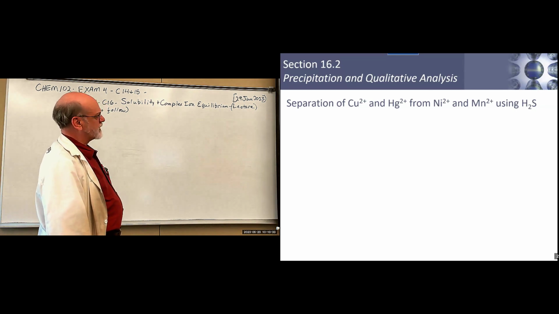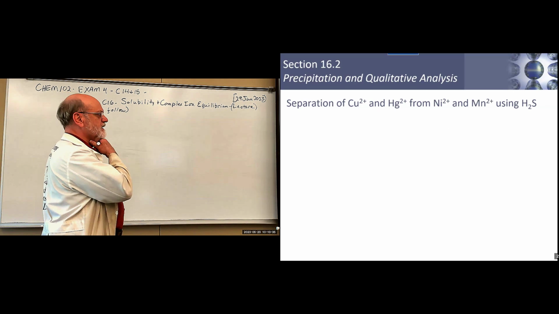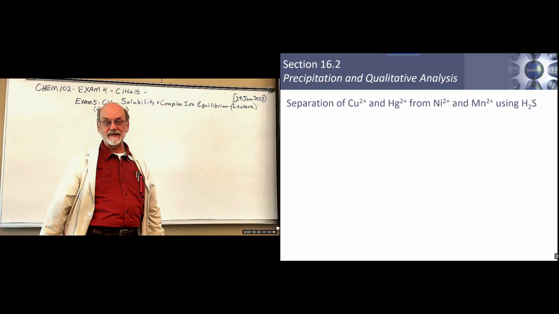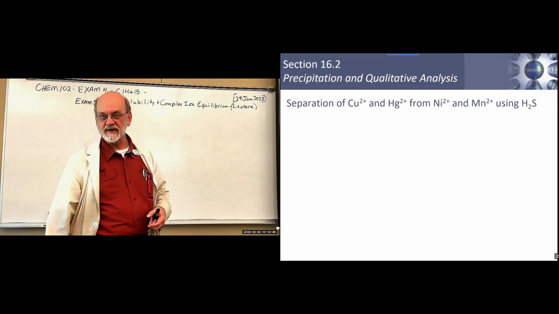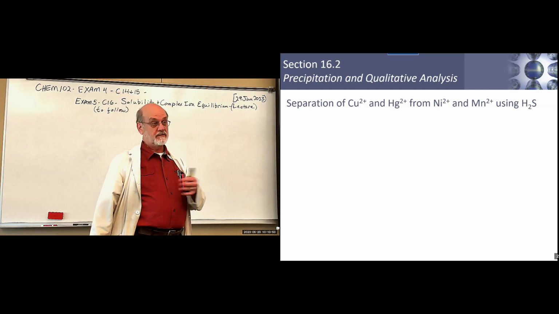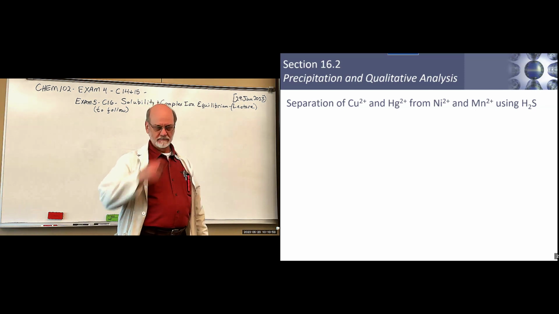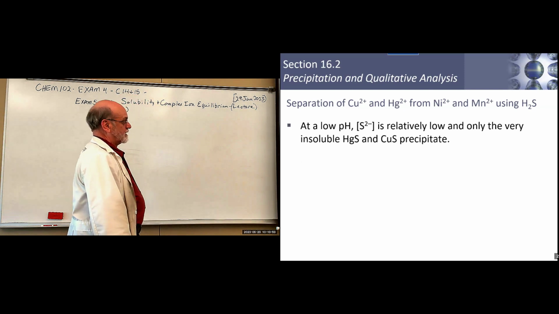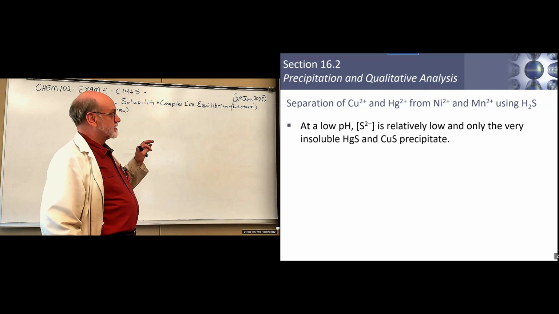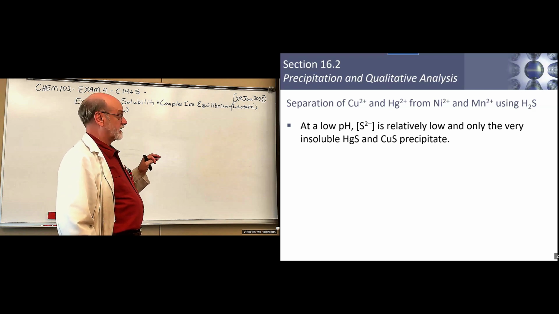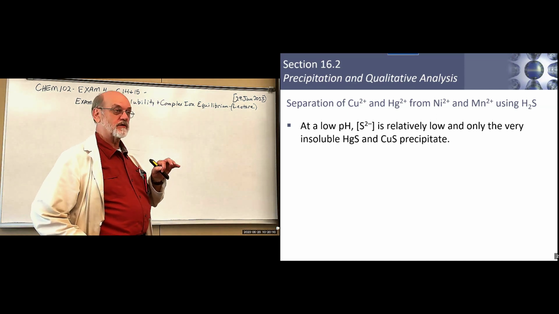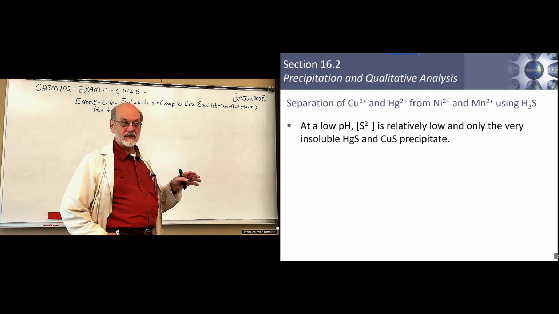So in this example, we're going to separate copper 2 plus and mercury 2 plus from nickel 2 plus and manganese 2 plus, using hydrogen sulfide. So what do you think we're going to form from this if we get them separated? Well, the sulfide, like the sulfide of the metal. So what we find is at a low pH, the sulfide ion concentration is relatively low, and only the very insoluble mercury 2 sulfide and copper 2 sulfide will precipitate.